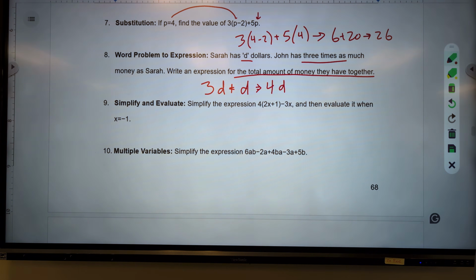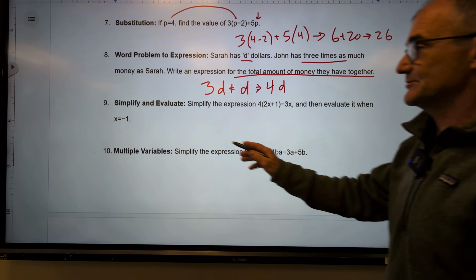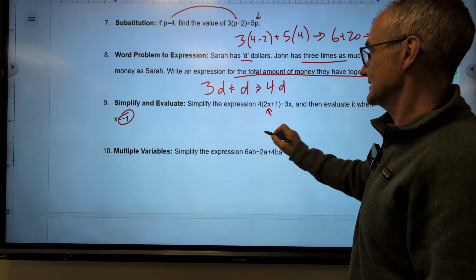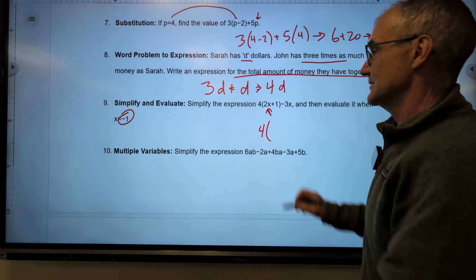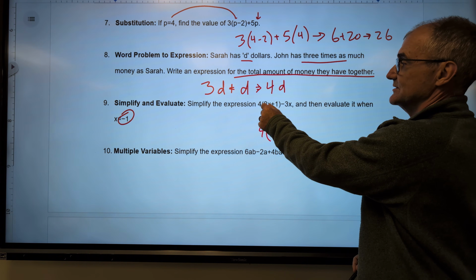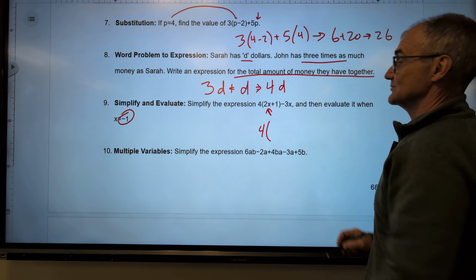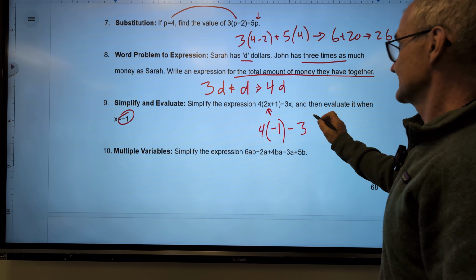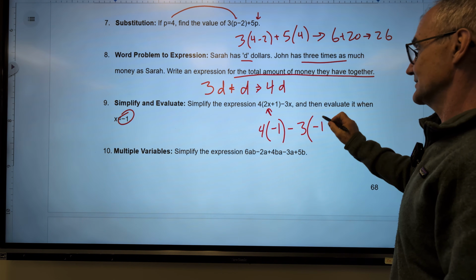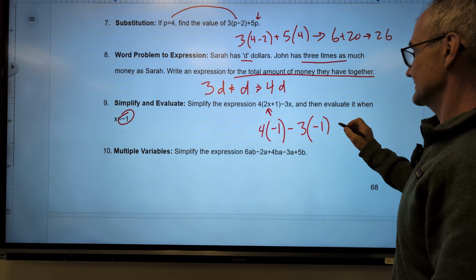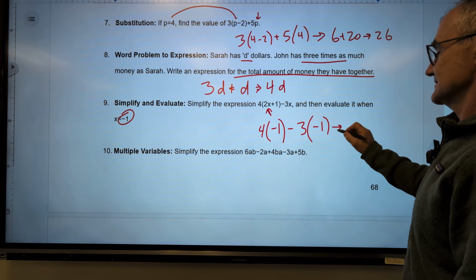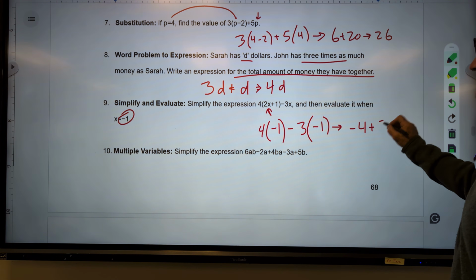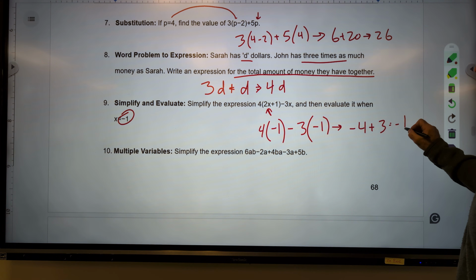Simplify and evaluate the expression. X is equal to a negative number, -1. Take that -1, I plug it in here. I have 4. 2 times -1 is -2. -2 plus 1 is -1. Minus 3 times x. X is -1. This thing right here is -4. Negative is positive plus 3 gives me -1.